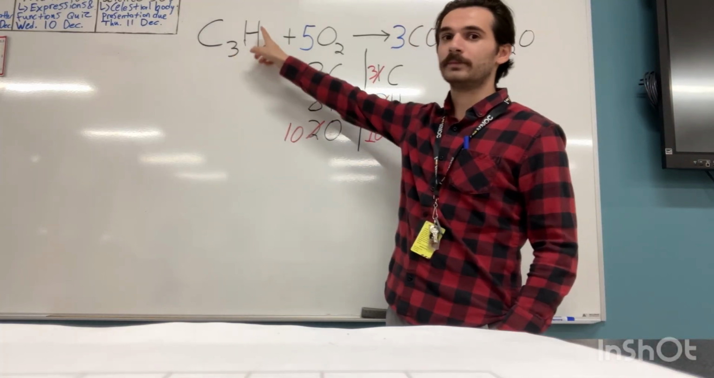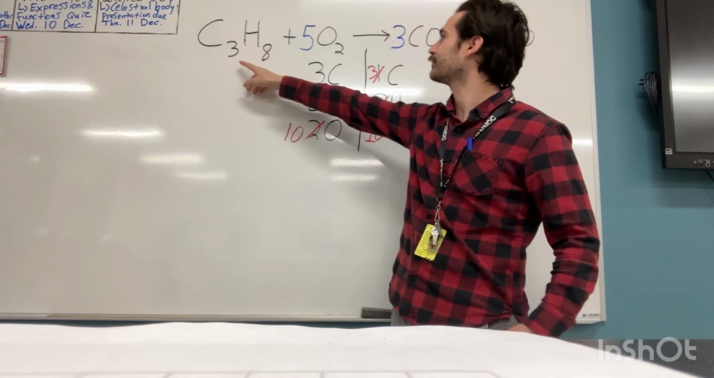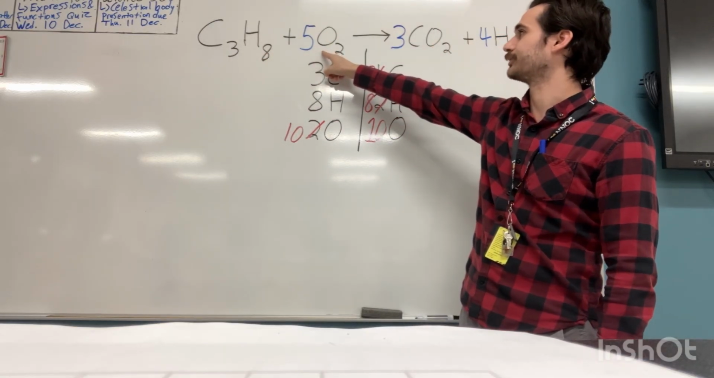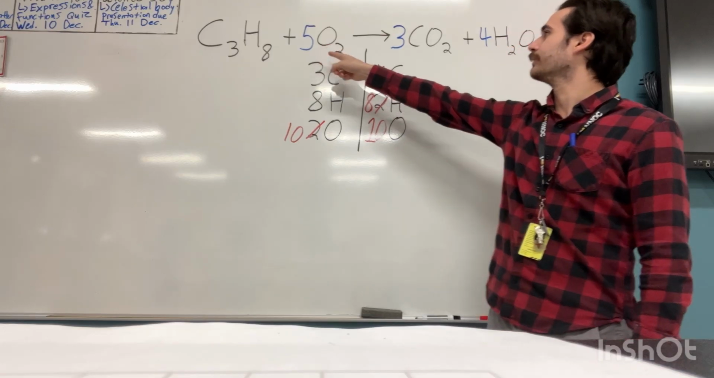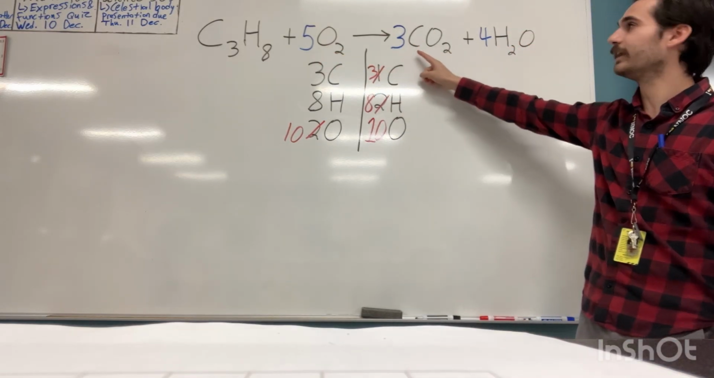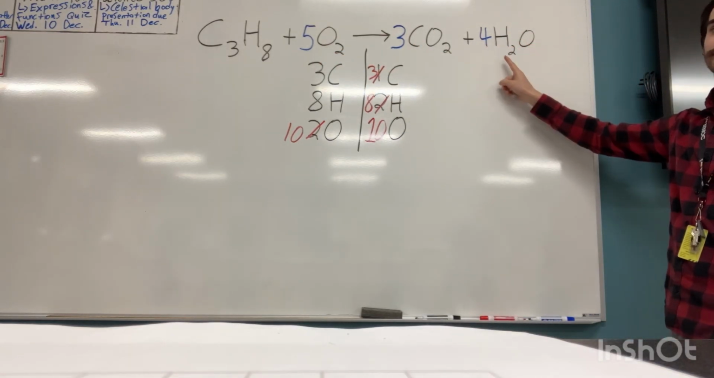For every 1 molecule of propane that reacts, we have 5 oxygen molecules that burn with it. These react to form 3 molecules of carbon dioxide and 4 molecules of water vapor.